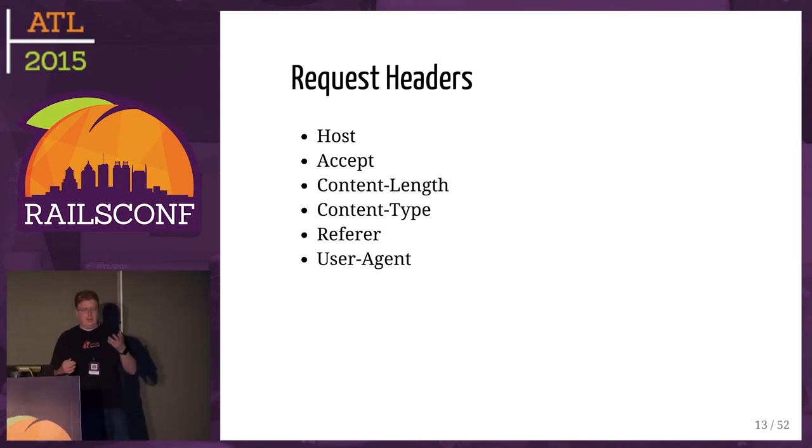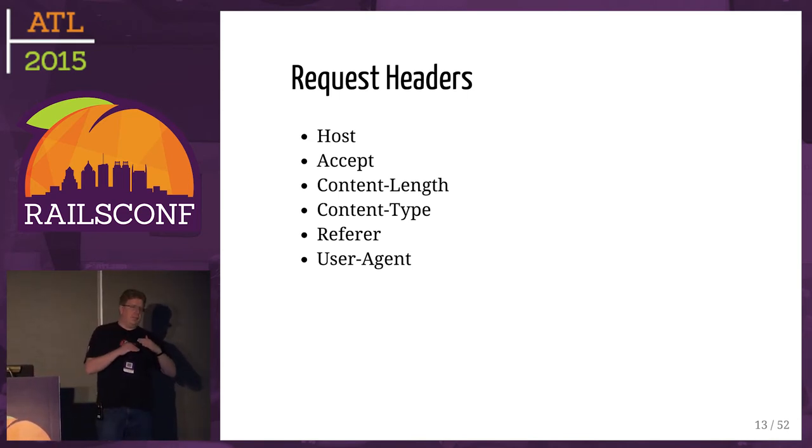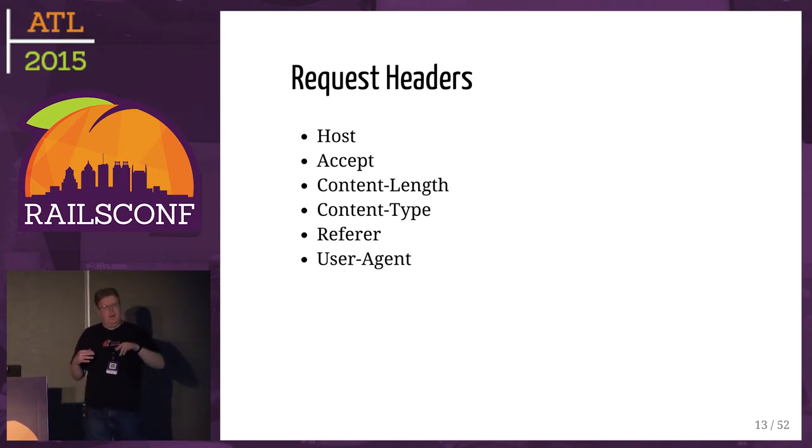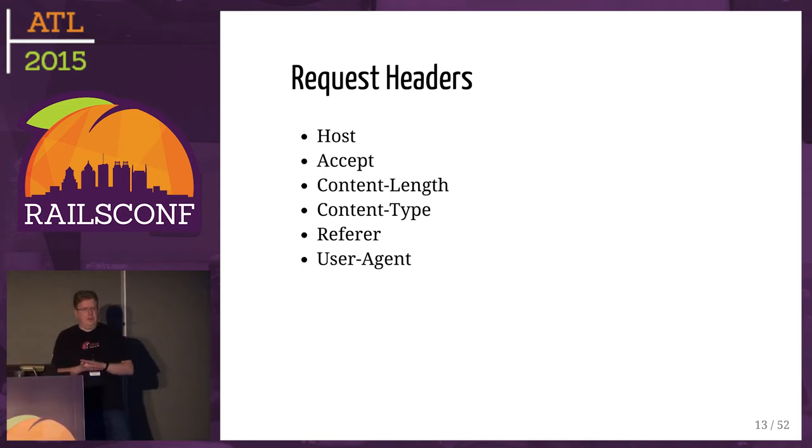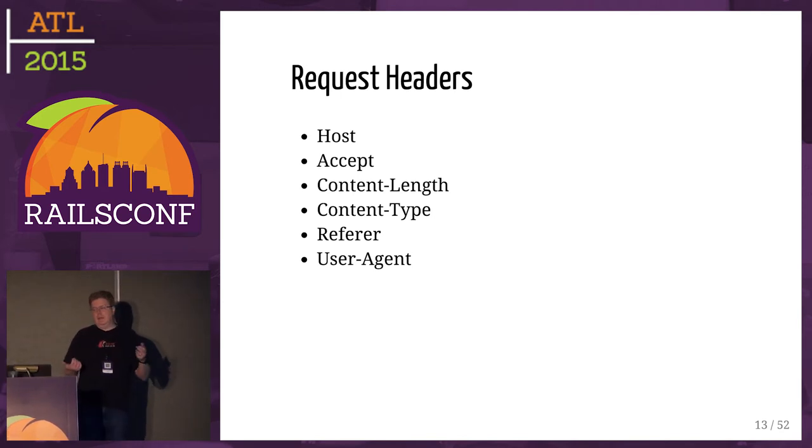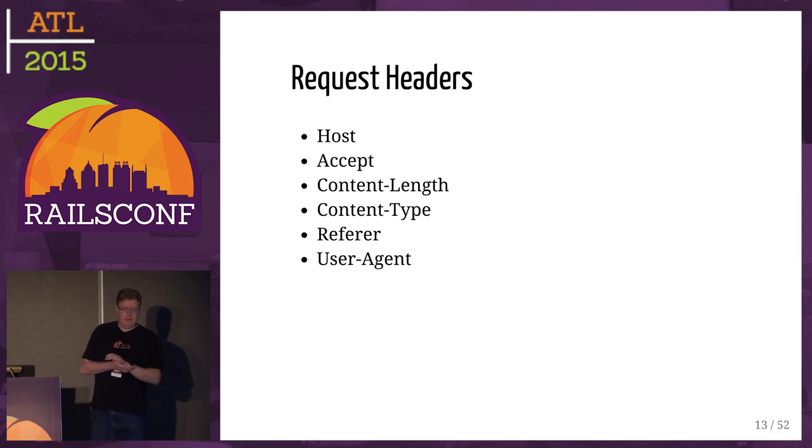The content length on a request header is the size of the body of the request that you're sending. And if you don't specify that, it doesn't let you specify anything. Once you've uploaded the content length number of bytes in the body, the server will close the connection. The content type tells what you're uploading. Am I uploading some HTML? Am I uploading some XML? Am I uploading some JSON?